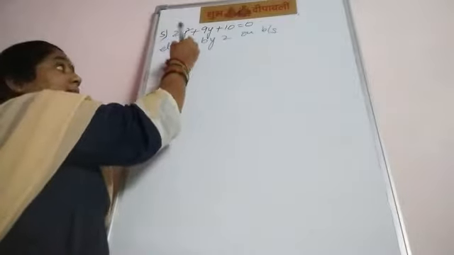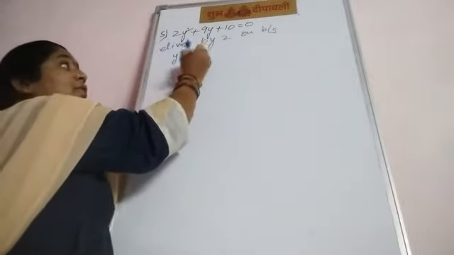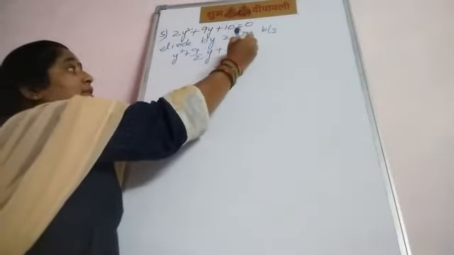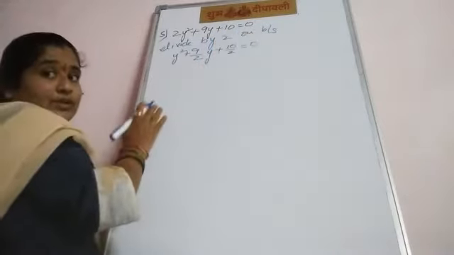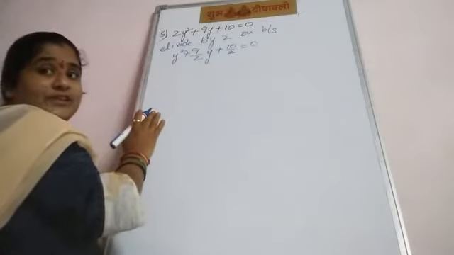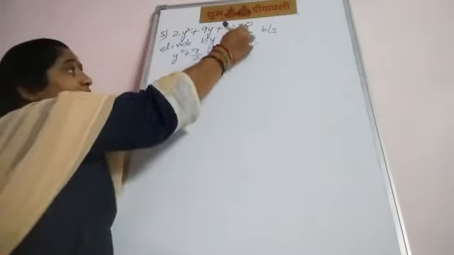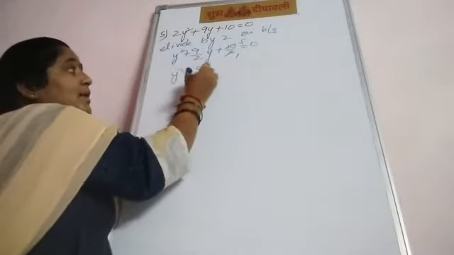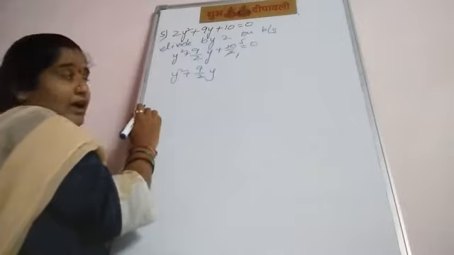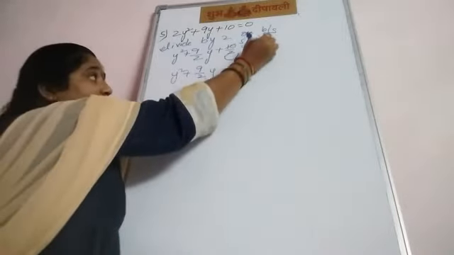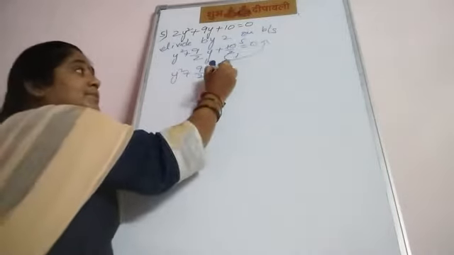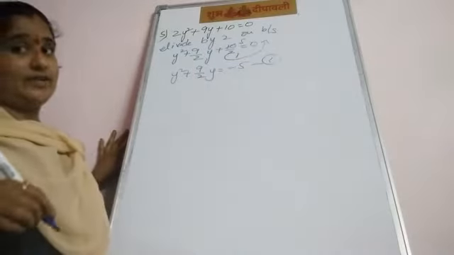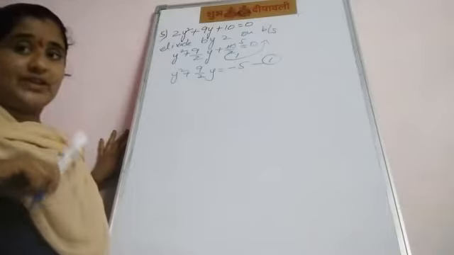y square plus 9 upon 2 y plus 10 by 2 equal to 0. In the 2 table, 10 is usable: 2 5s are 10. y square plus 9 by 2 into y, this I will send to the right side. It becomes minus 5. Right? This is my required quadratic equation. Now the y square coefficient is 1.